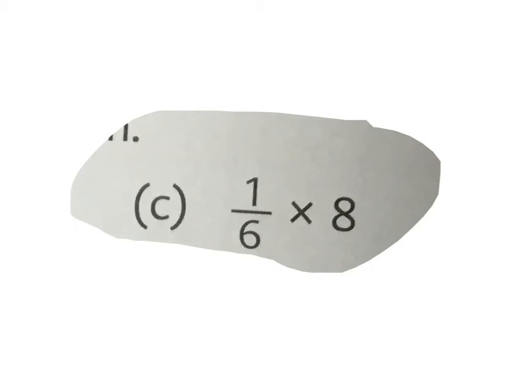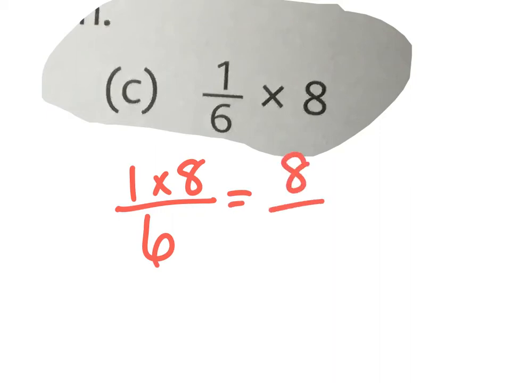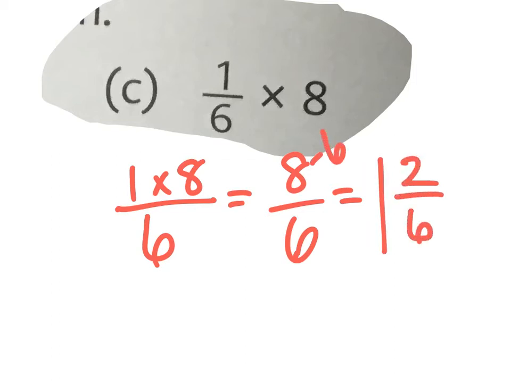Here's another one. Let's just go straight to combining the numerators. So 1 times 8 over 6. 1 times 8 is 8 over 6. How many times does 6 go into 8 evenly without going over? 1 time. Now let's take away 6 and 2/6.